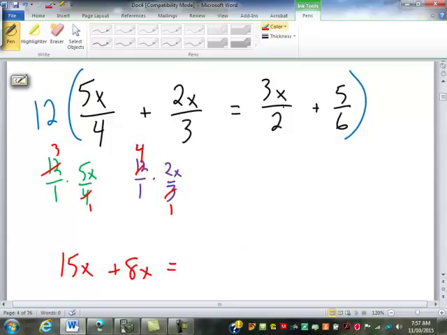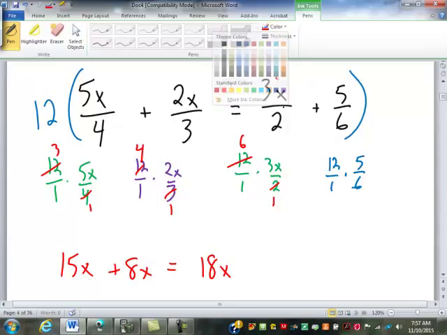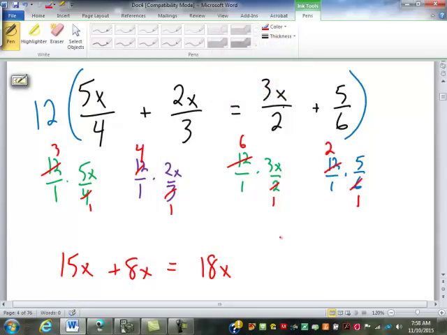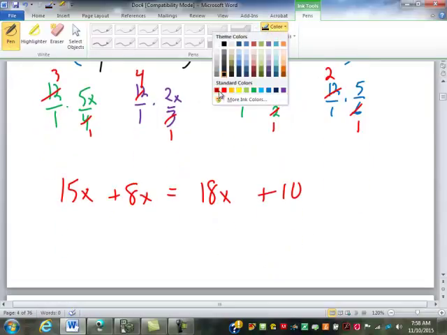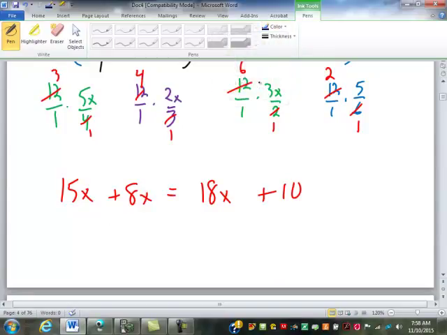On the other side, we are still multiplying. 12 over 1 times 3x over 2. 2 and 12 cross cancel, give me 1 and 6. 6 times 3x is 18x. And 12 over 1 times 5 over 6. 6 and 12 cross cancel, give me 1 and 2, so that is plus 10. Now what? We will combine what we can. 15 and 8 make 23x.